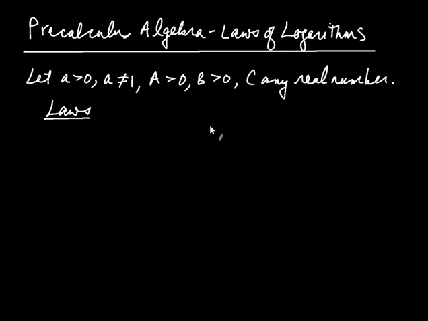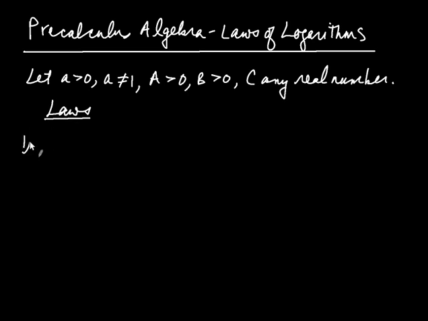Here we're going to look at what's called the laws of logarithms, and these are useful in applications and also in calculus. So let's start off by first letting little a be a positive real number, not equal to 1, and big A and big B both be greater than 0, and C be any real number. Okay, then we have the following three laws.